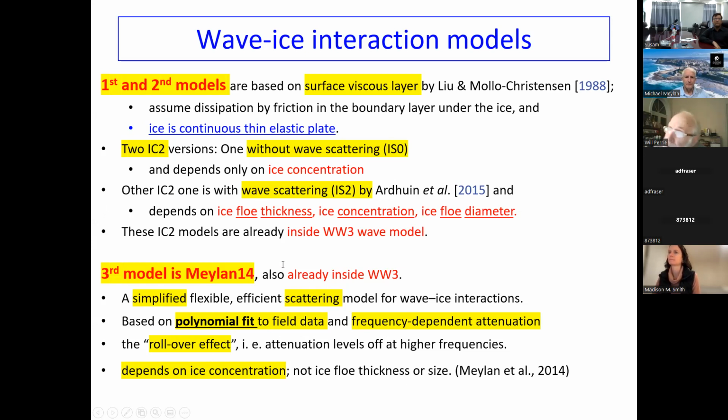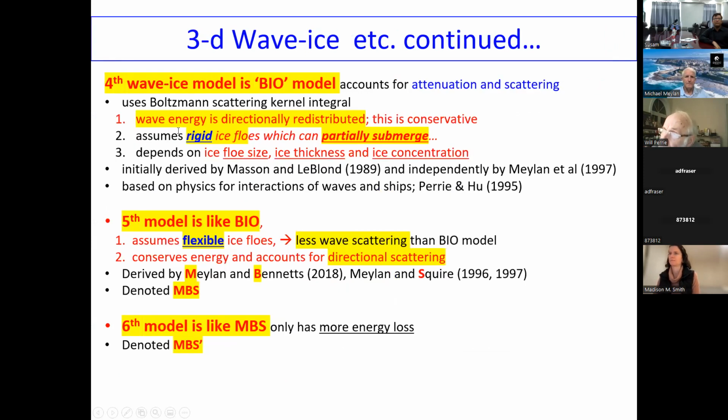The last 3 models are what we put into the model. The BIO model is kind of old, more than 25 years old, but it is based on a basic engineering approach, a Boltzmann scattering integral. So think about scattering in modern physics: energy is redistributed directionally. It assumes rigid ice floes, and it can partially submerge the ice floes. It depends on floe size, thickness, and concentration.